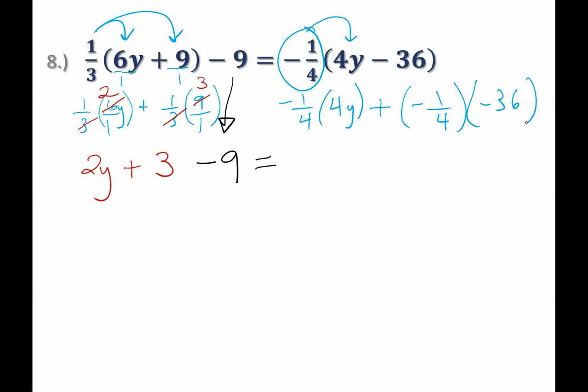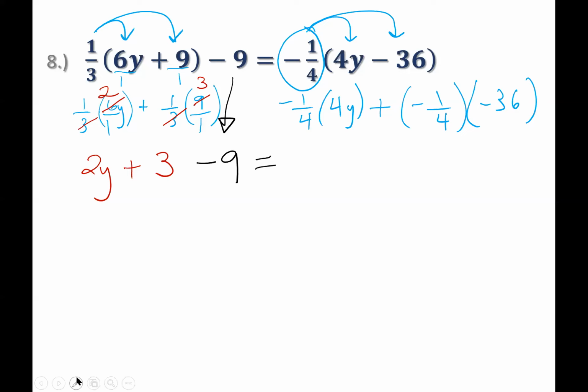Okay, however you want to do it. I honestly don't necessarily write it in this much detail every time. Negative 1/4 times 4y plus, and then negative 1/4 times negative 36. All right, as you may remember, when we distribute with negatives, get ready for signs to change, and that's what's going to happen with each of these terms.